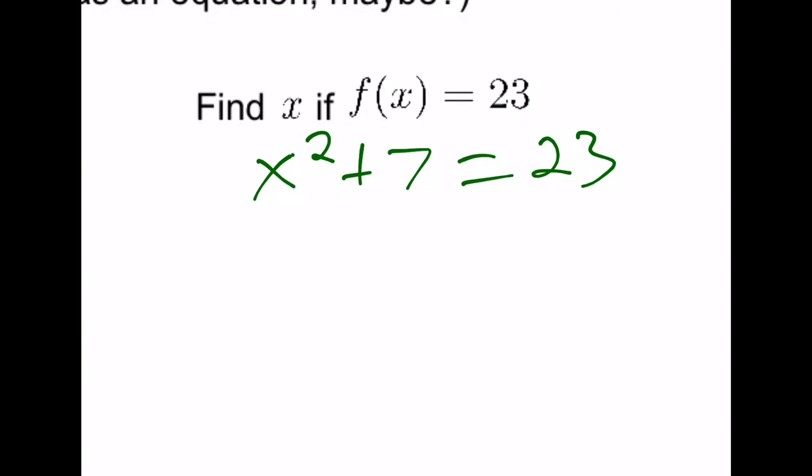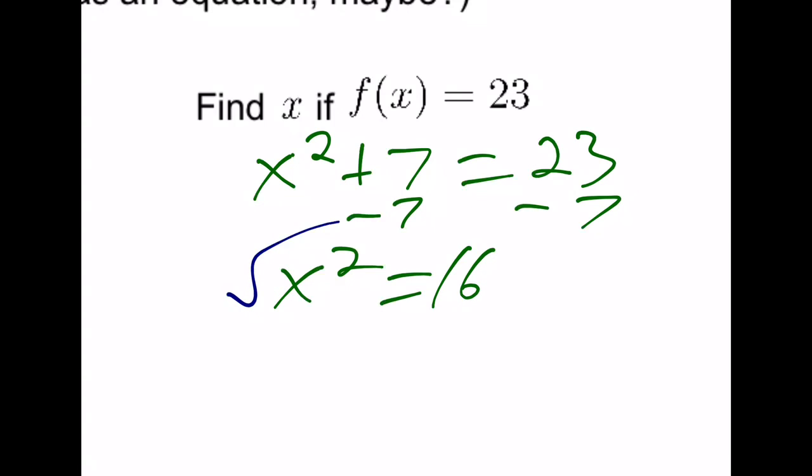For this one, we know that x squared plus 7 is equal to 23, so now we need to find x, or find x if f of x is equal to 23. We subtract 7 from both sides. x squared is equal to 16. So we take the square root of both sides, and x is plus or minus 4.